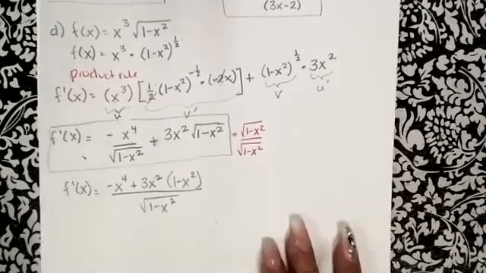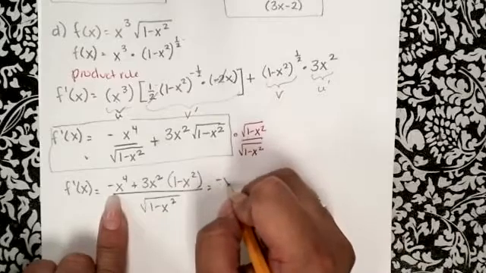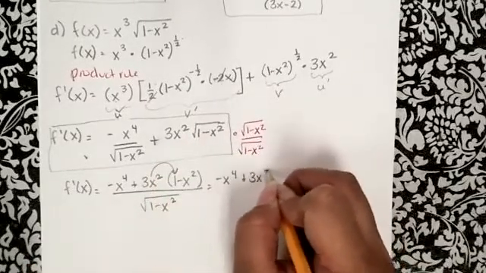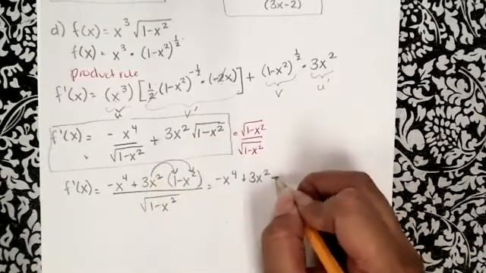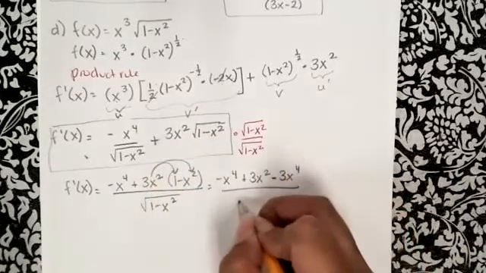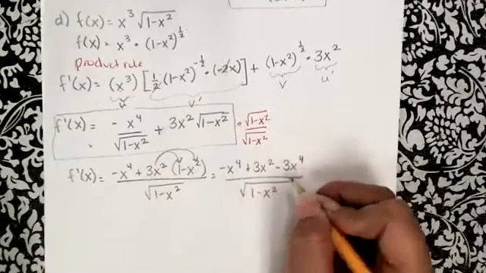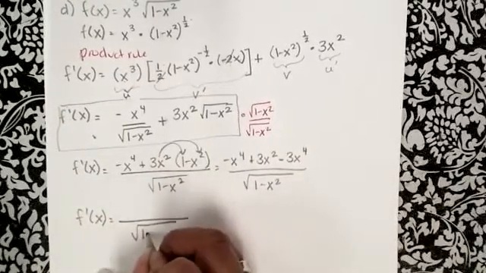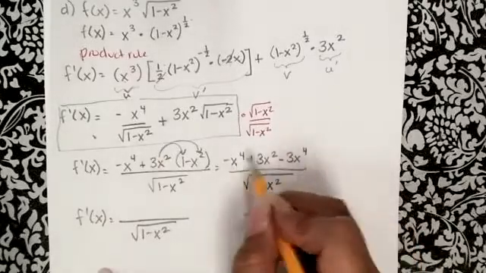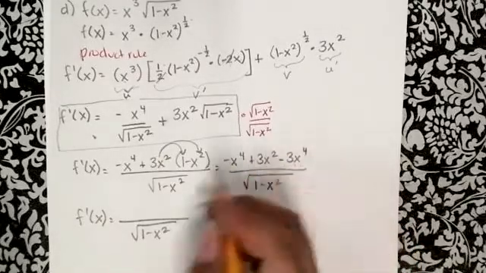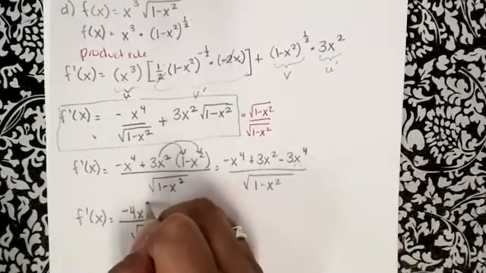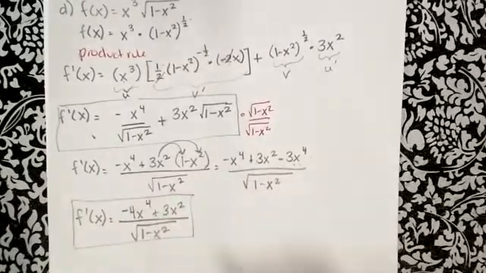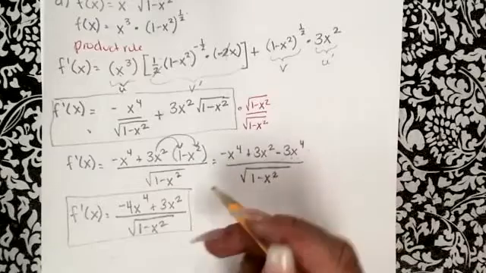Now, when you are simplifying the numerator, that's going to be a negative x to the fourth. That's going to be a positive 3x squared. And that's going to be a negative 3x to the fourth. These are like terms, and that's going to be a negative 4x to the fourth plus 3x squared. So if this answer doesn't show up, then this answer will show up.